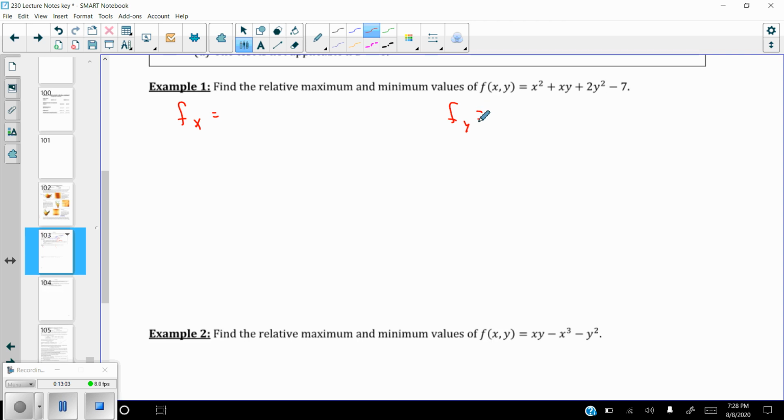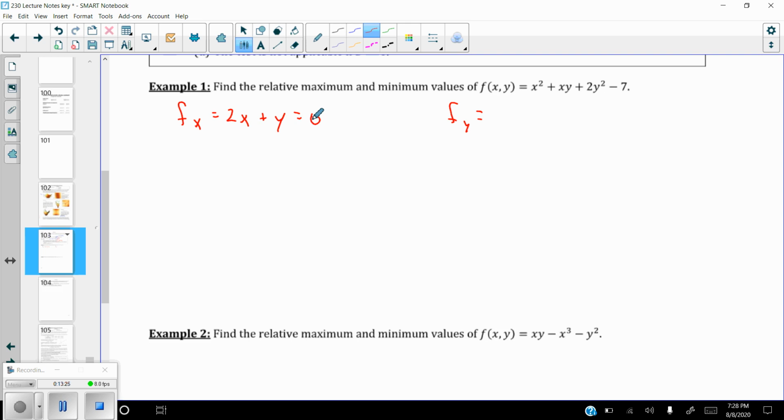So fx is the partial derivative with respect to x. We'll go through the pieces. The first part is going to be 2x. The second part is going to be y, because the derivative of x is 1. The next parts, 2y squared and -7, have nothing to do with x. They're gone. So we'll take that and set it equal to 0. We'll come back to that in a second.